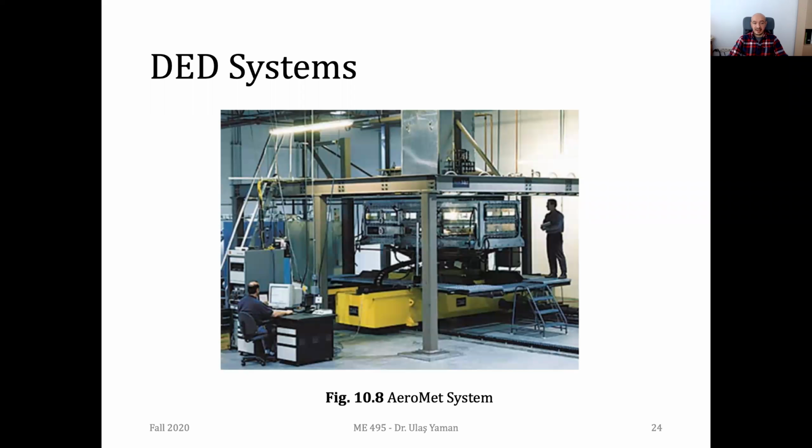This is actually the size of the machine. As you see, they have huge columns, and it's probably manufacturing some ribs on this part.